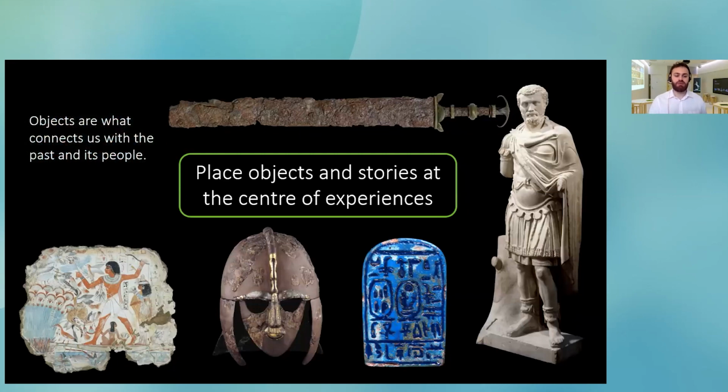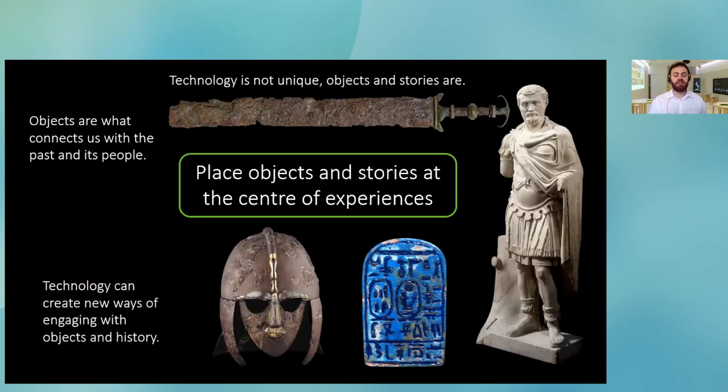So these are the things that connect us with the past and its people, by looking at objects from the past, learning about them, and the people who used them. So the technology, as wonderful as it is, is not unique. There's technology in all of our lives, and you'll find museums using all the same technology, but each museum has a completely different collection of objects. So each of these museums has its own stories and its own knowledge to tell, and they can use that technology to facilitate it, to create new ways of engaging with the objects and the history that perhaps we previously wouldn't have been able to do.